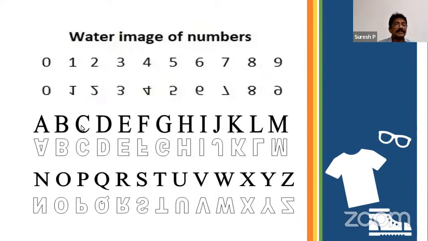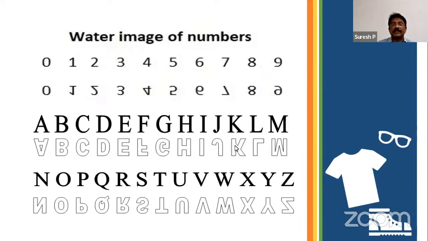So when you consider the letters, means capital letters, say A, B, C, D, E, F, G, H, I, J, K, L, M, N, O, P, Q, R, S, T, U, V, W, X, Y, Z. So when you consider all these letters, the water image is in this shape. So you have to very carefully observe.